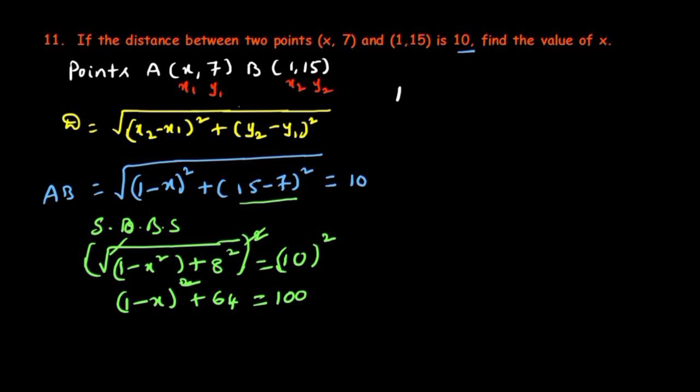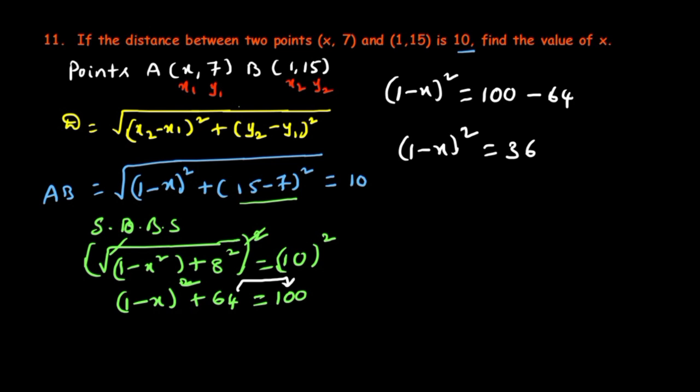Now we take (1 minus x) whole square equal to 100, and this plus 64 becomes minus 64. So (1 minus x) whole square equals 100 minus 64, which is 36. In the next step, when we send this square to the other side, it becomes root 36. We know very well that root 36 is plus or minus 6, so we have two values, plus 6 and minus 6.